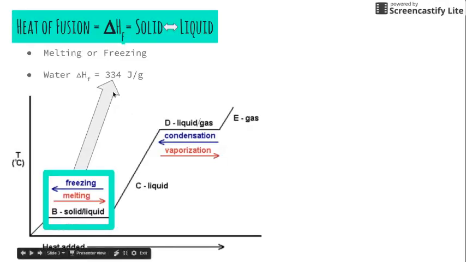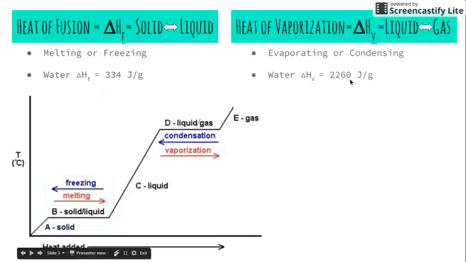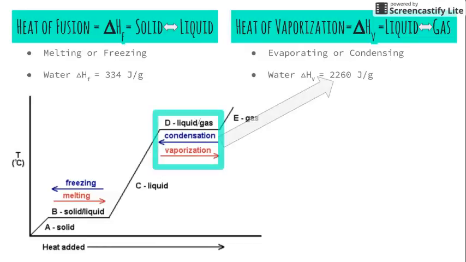Now, if you are going one way or the other, it is the same value. It's actually 334 joules of energy for every gram of solid or liquid. If you're going backwards from a liquid to a solid, so you're freezing, it's going to be a negative number because you're removing the energy from that system. Also, we're going to talk about heat of vaporization here. This is when liquid goes to a gas or vice versa, so either evaporating or condensing. It takes a lot more energy to go from a liquid to a gas or backwards, 2,260 joules per every gram.